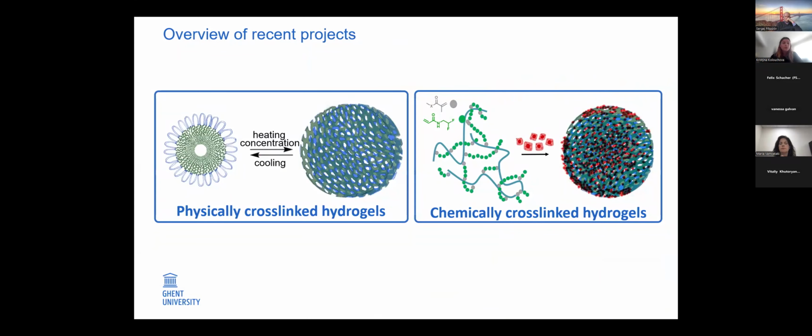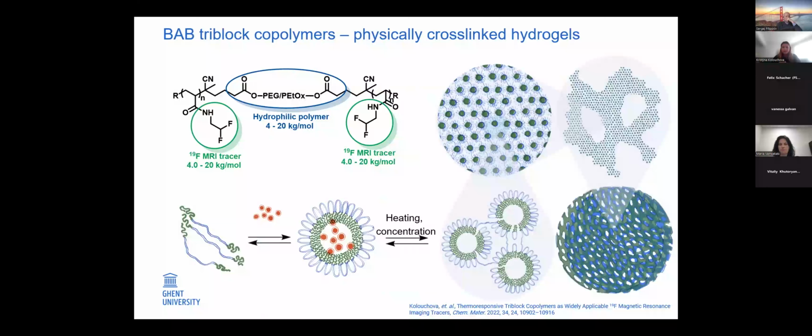So now I will move on to a bit more recent projects. Recently, I made nanoparticles which can physically cross-link into hydrogels. It was already described here as well today. And then I made chemically cross-linked materials, which could be used for tissue engineering. So let me start with the nanoparticles. I made 3 block copolymers with the fluorinated thermoresponsive polymer, and I used 2 different hydrophilic polymers. I will be only talking today about the polyethylene glycol.